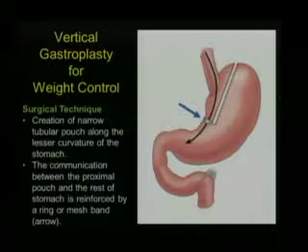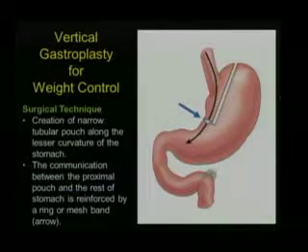This is probably the most common surgery that we see within the hospital. It's the vertical gastroplasty, okay, for weight control. It used to be horizontal, but we don't see this very often. So they create, okay, a narrow tubular pouch along the lesser curvature, and there is a communication between the pouch and the rest of the stomach.